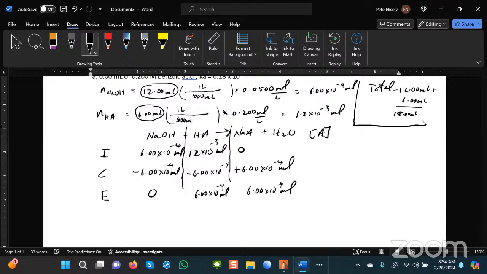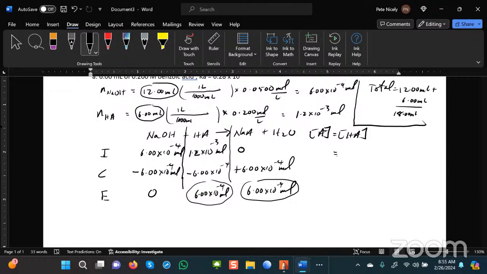So the next step is to find the concentration of A minus, which, by the way, would be equal to the concentration of HA. The reason I know that is because the mole values are the same, and the volume is the same because they're both in the same solution. So we can kill two birds with one stone.